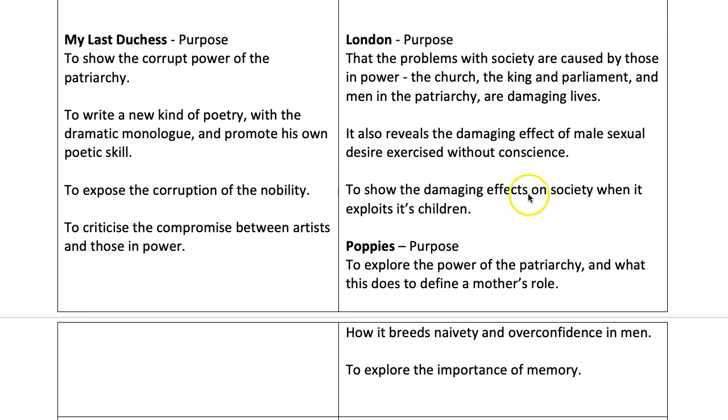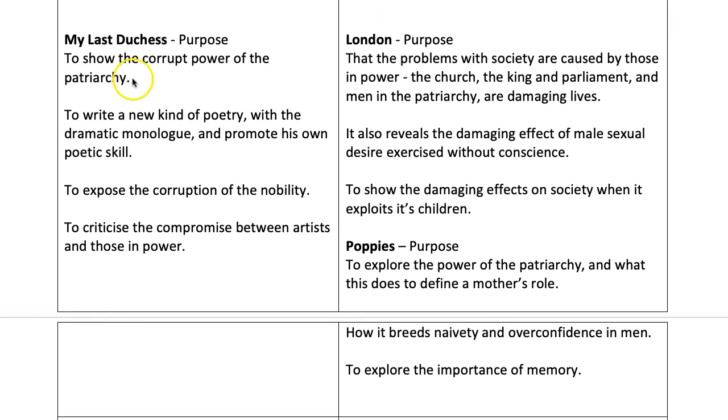They both show the damaging effects on society when it exploits its children. We saw that in the analysis of London earlier. You might have forgotten that when he marries much younger women. And these are both children of men who offer up their daughters because it's a patriarchal society. In the case of the Count, who this monologue is spoken for, he's expecting the Count to give up his daughter to marry the Duke, even though he's just confessed to killing his last wife. I mean, that's how corrupt the patriarchal society is.